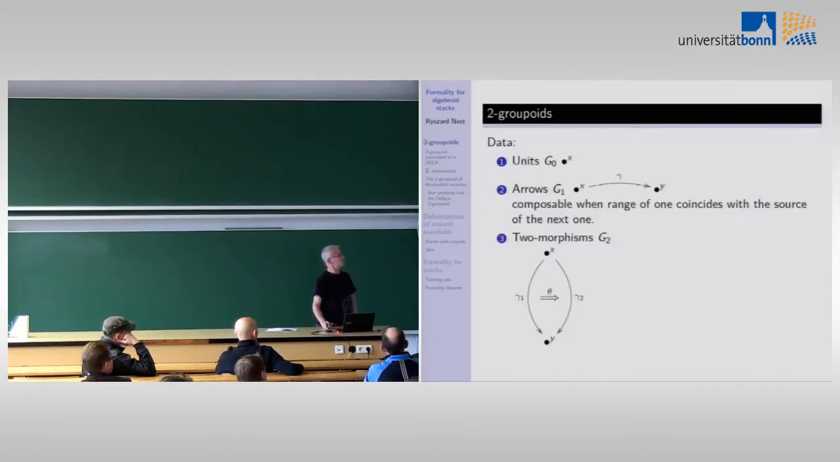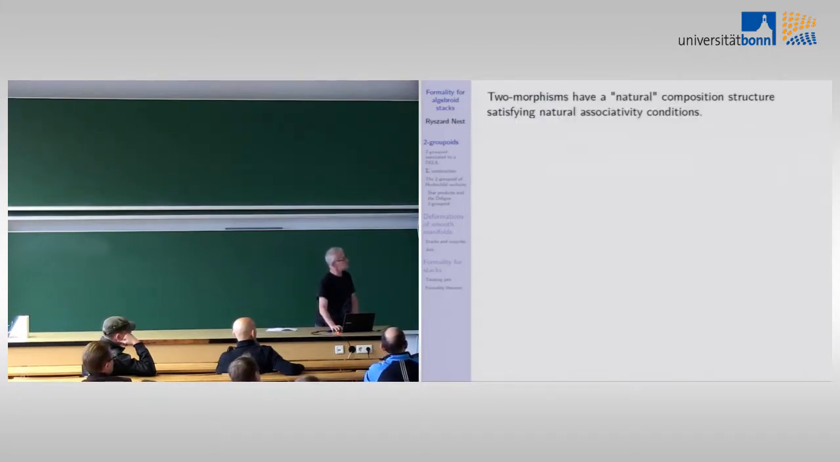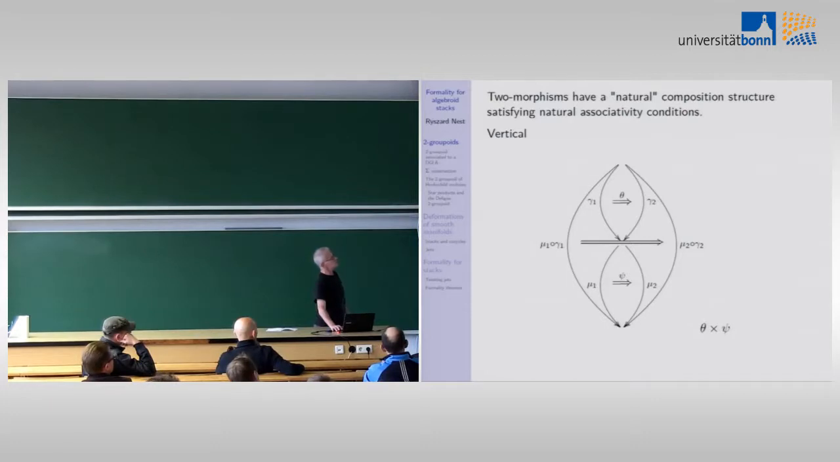So let's plunge into it. Two groupoids. If you've been here last week, you've seen the picture. A two groupoid is a groupoid, so it has units, has arrows, and also has two morphisms, so maps between morphisms, or you should think of it as maps between morphisms. And well, a groupoid is a groupoid. These two morphisms can be composed with some natural conditions. There is this horizontal composition where we fix the two objects, and then we look at arrows between objects. And there's vertical composition where we compose morphisms and see what happens with two morphisms.